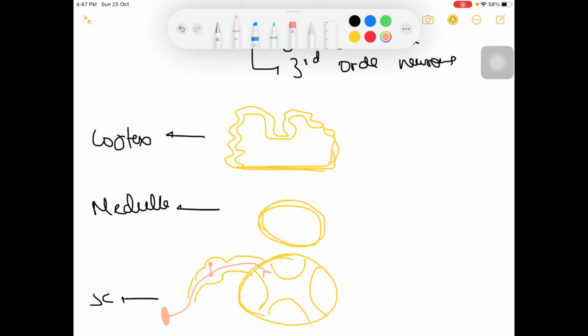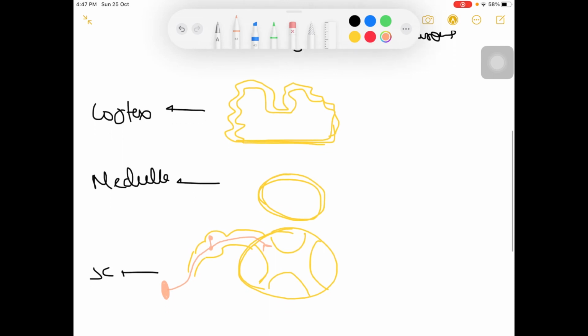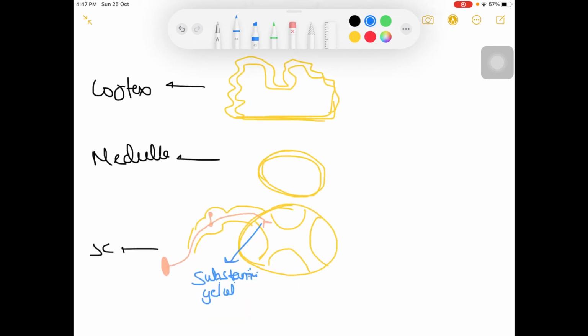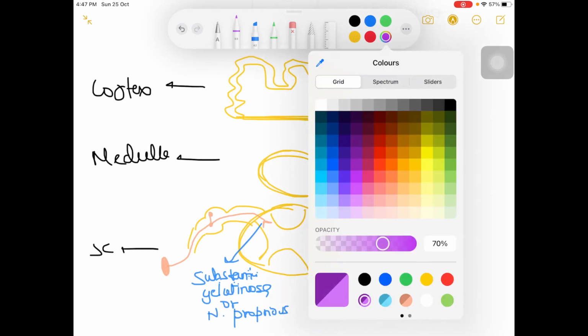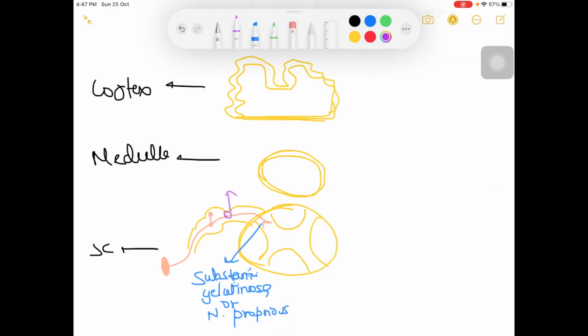What is this? They terminate in dorsal horn neurons, which are here known as substantia gelatinosa. Yes, these are substantia gelatinosa or nucleus proprius. So yes, we have answered one question. What are first order neurons? From the receptor to these dorsal horn neurons, this is first order.